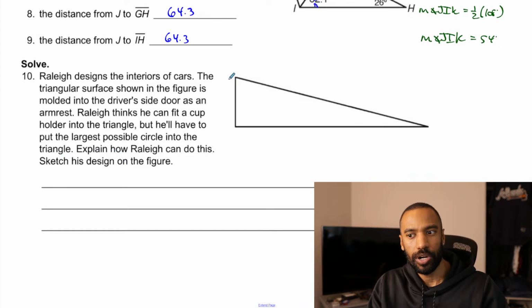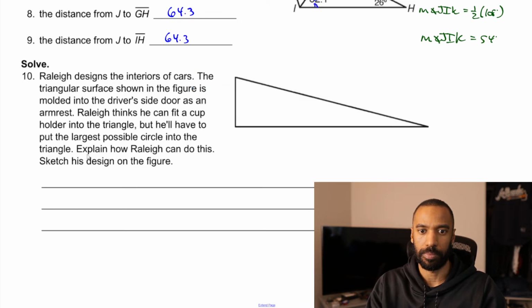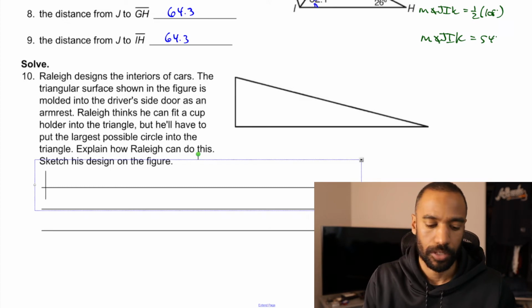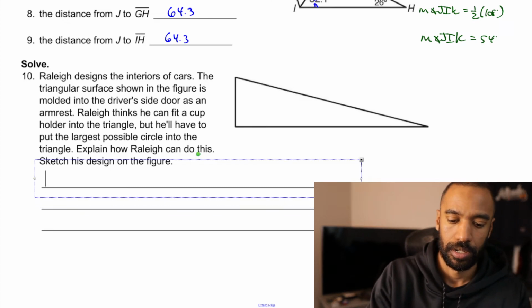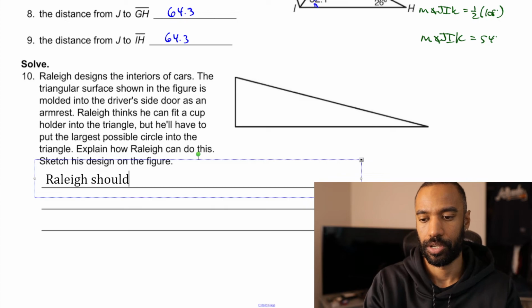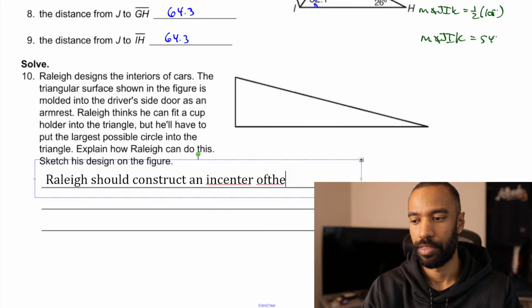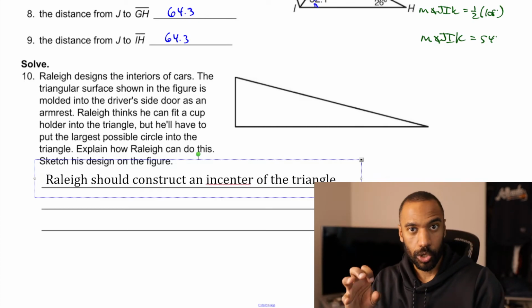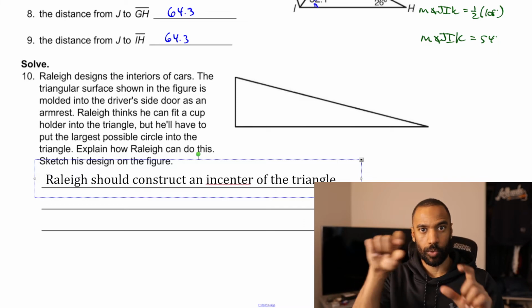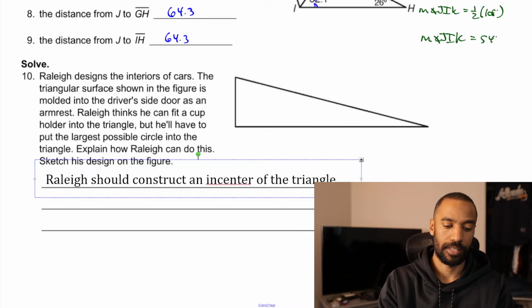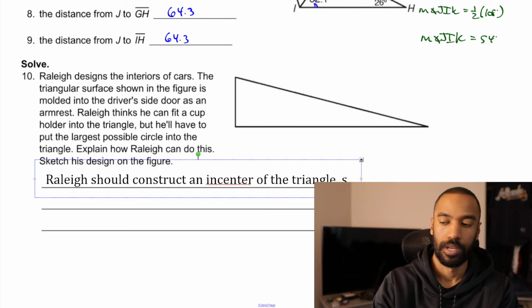And you know what? I'm not sure if they actually want to use compass construction, but for us, the explanation will be Raleigh should construct an incenter. So let me start here. Raleigh should construct an incenter of the triangle. So the incenter will inscribe the sides, right? It'll scrape right against each side of the triangle right there.